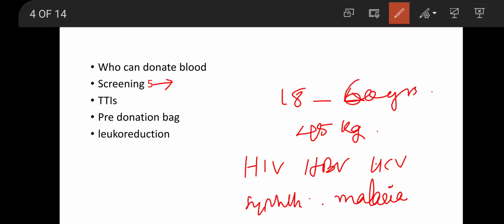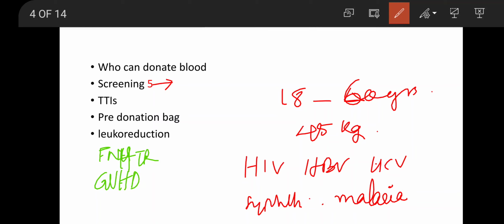Next is leukoreduction. When you study the complications of blood transfusion, you will see some important complications like febrile non-hemolytic transfusion reaction. You have to remember which complications we are talking about. Non-hemolytic transfusion reaction, then graft versus host disease, like this. So in these cases, the donor blood contains some WBCs, which are responsible for releasing cytokines and causing this complication.